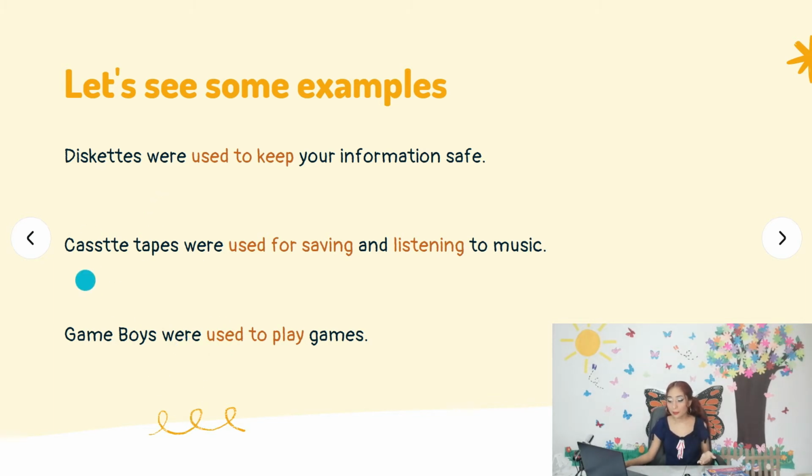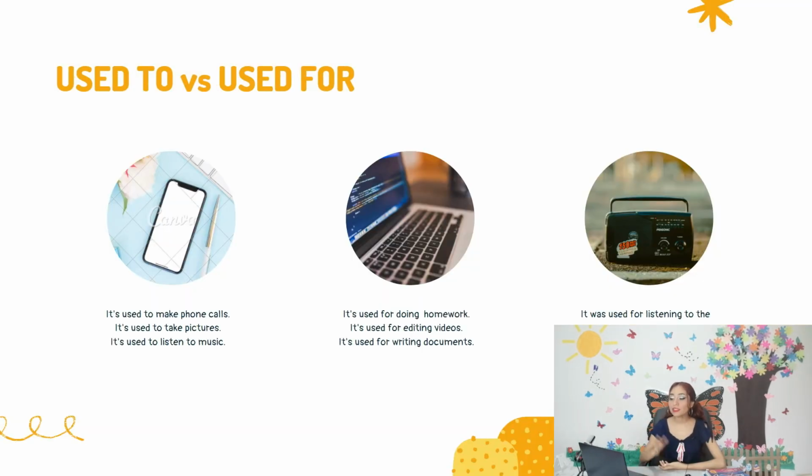Were, because they are in plural. If it was this Game Boy, if I would say this Game Boy, I would need to use was, okay? Because it's just only one. But in this case, I'm talking in plural. Game Boys, so I need to use were used to play games, okay? In this case, I used to and infinitive verb play, okay? Just like that. Okay, so we have used to versus used for, okay?